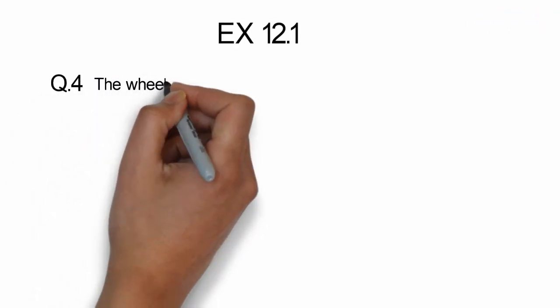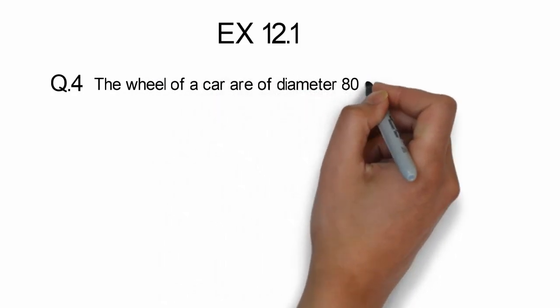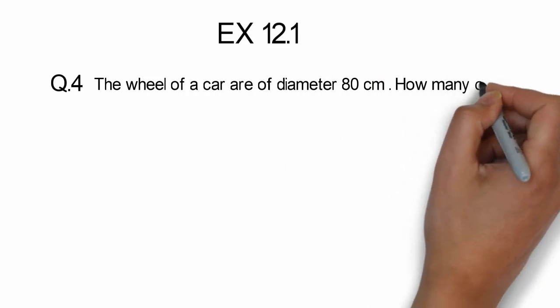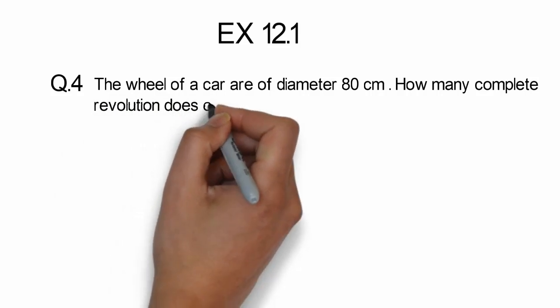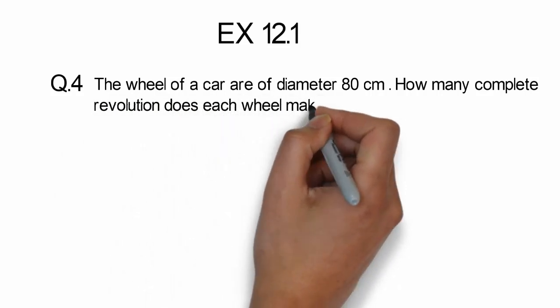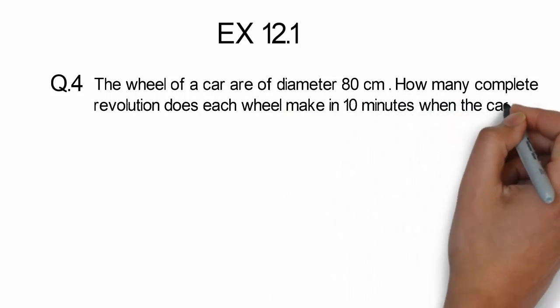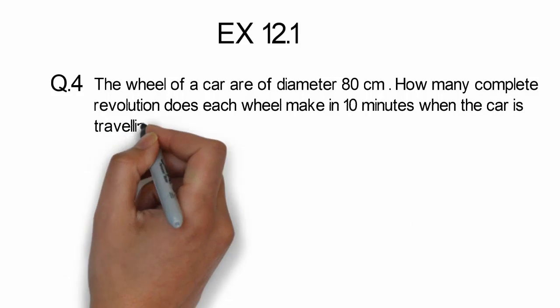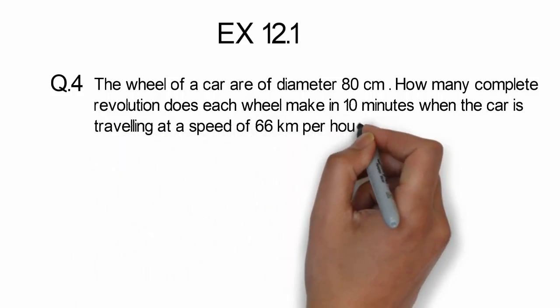Yes, students, today we are doing exercise 12.1. So here we are taking question number 4. The wheels of a car are of diameter 80 centimeters. How many complete revolutions does each wheel make in 10 minutes when the car is traveling at a speed of 66 km per hour? So let us start the calculation.